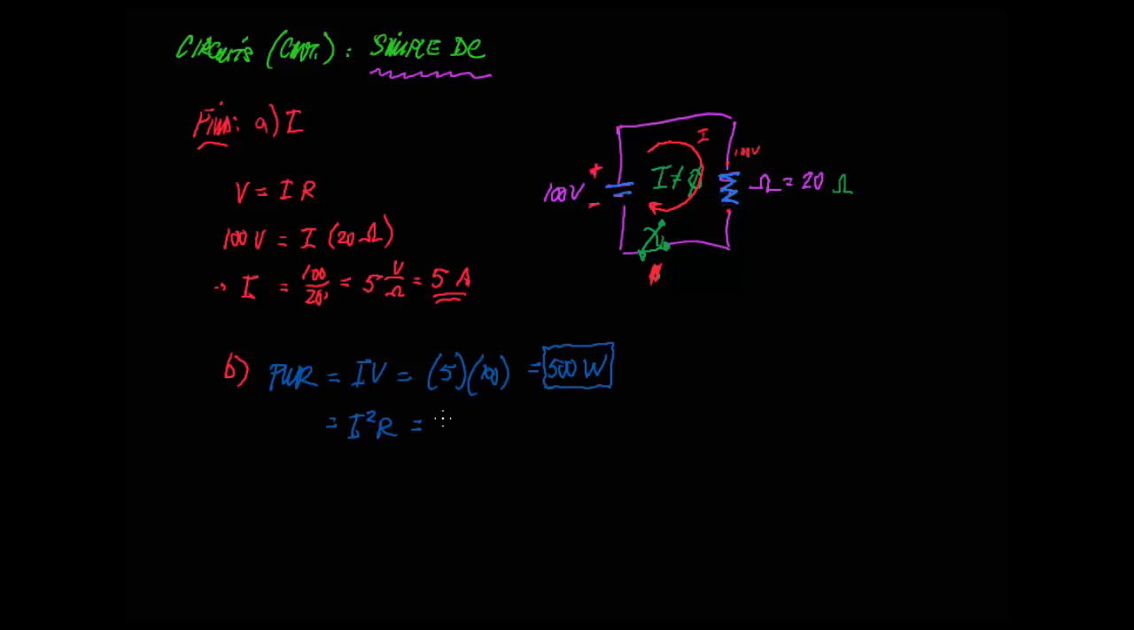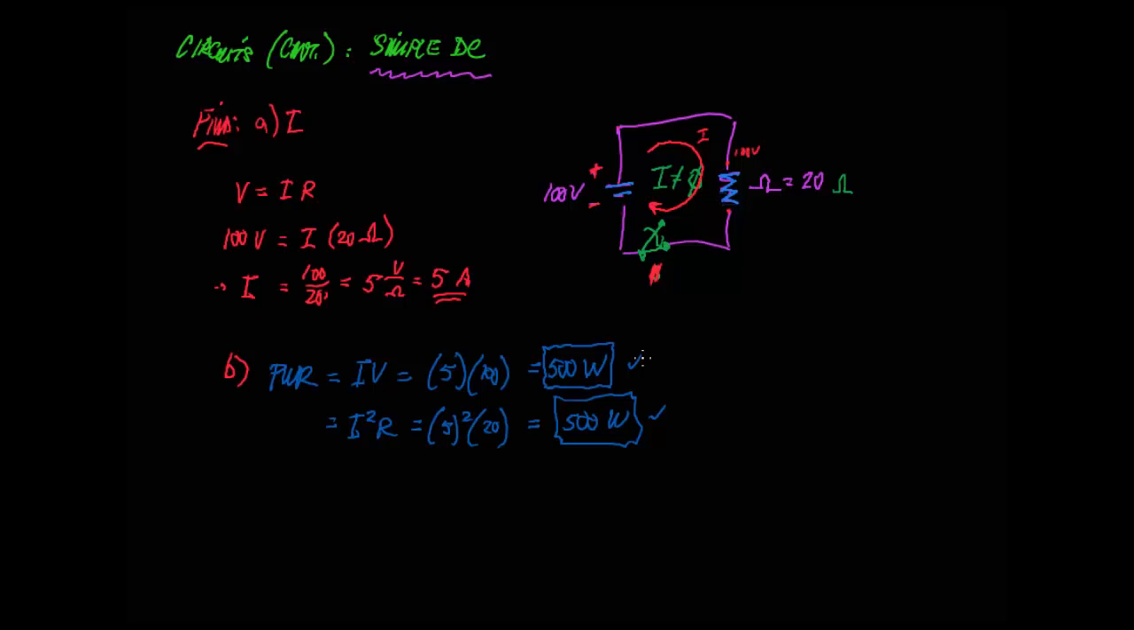Now if we check it with the I squared R, that's going to be 5 squared times 20. That's 25 times 20. That should also give us 500 watts. So either of those work depending on what you are given. Okay? So we found the power that works in there.